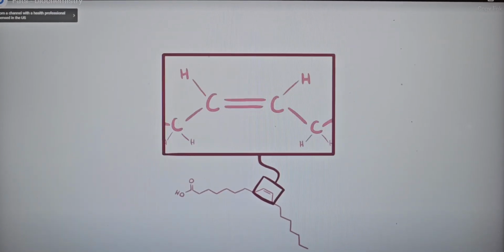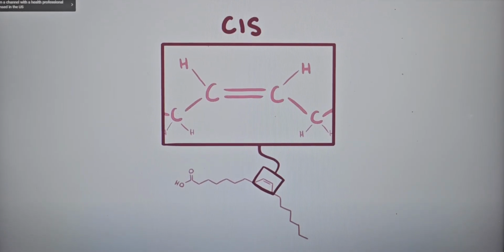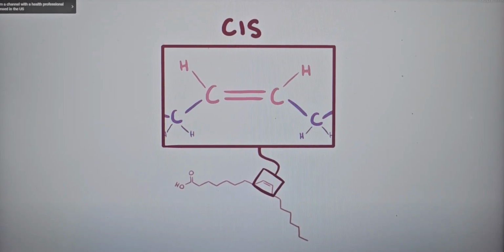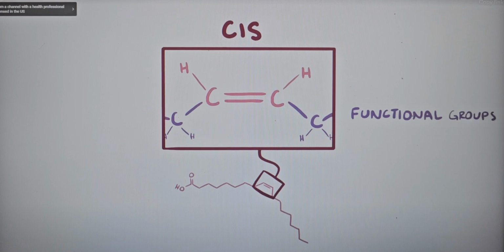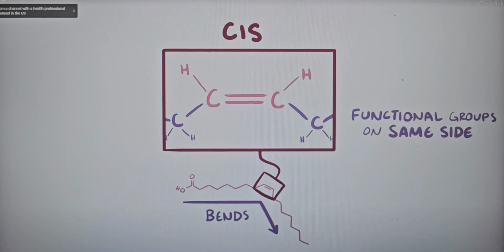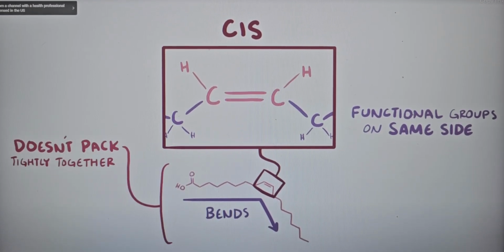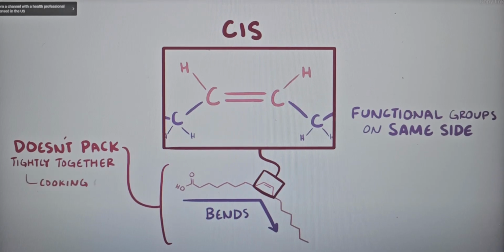Now, looking at the double bond of this unsaturated fatty acid, like most unsaturated fats, it's got a cis configuration. In a cis configuration, the two functional groups are on the same side of the double bonded carbons. Now, when this happens, the fatty acid chain naturally bends. A molecule that bends does not pack tightly together, so it's a lot more fluid. Think about cooking oils, which are liquid at room temperature.